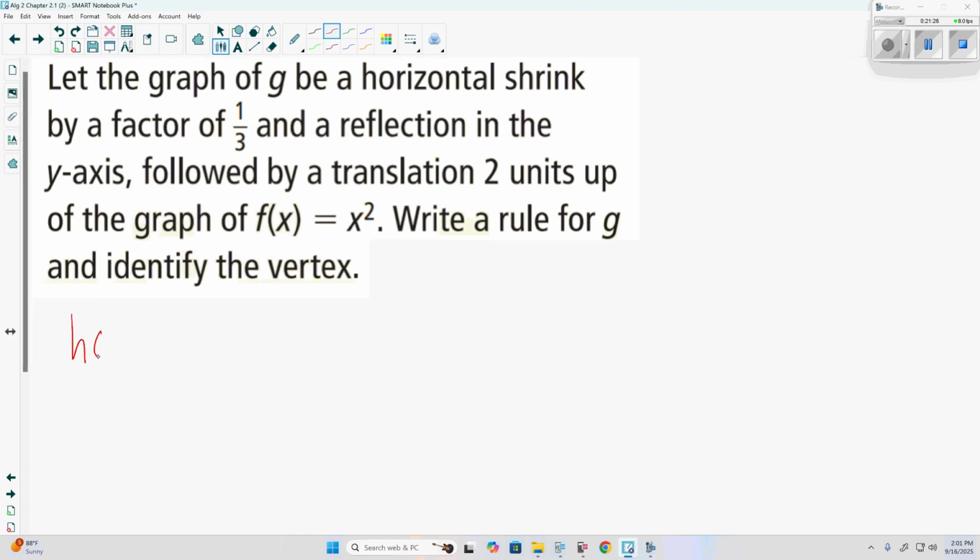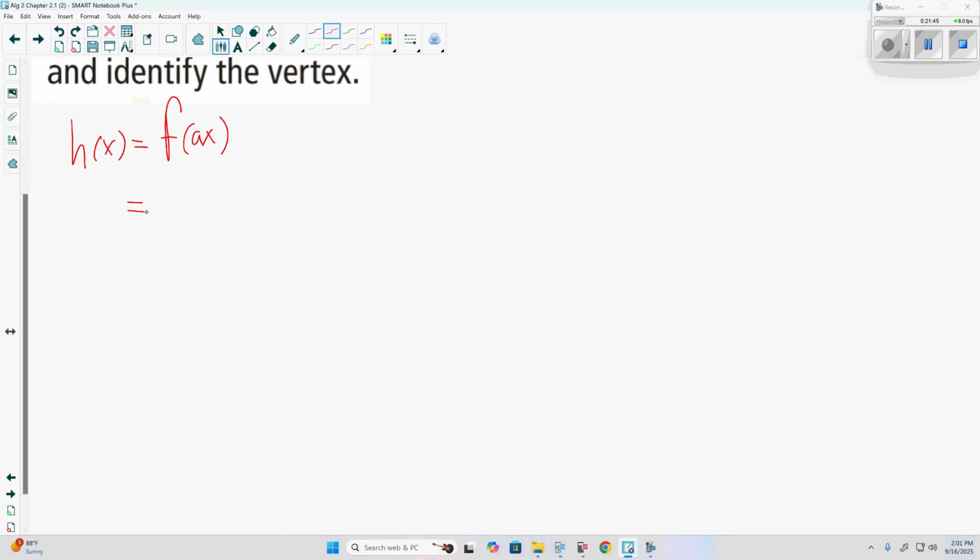We'll call it h of x. A horizontal stretch or shrink is f of ax, where a is the amount that we stretch or shrink the function by. Because it's a shrink of 1/3, what we replace a with is not going to be 1/3, but the flip. We have to flip the 1/3, which becomes 3. Since it's a horizontal shrink of 1/3, the actual value that we plug in is 3.